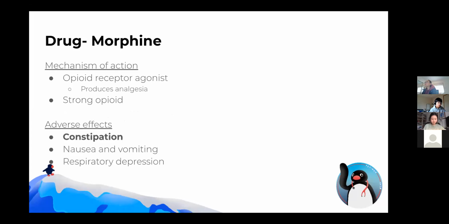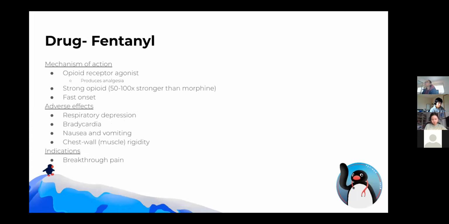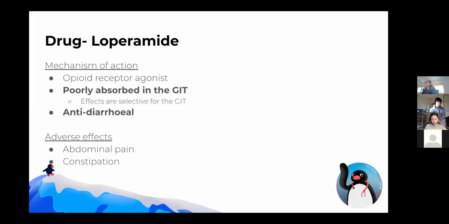So moving on, you'll have to learn quite a few different drugs. So there's morphine. The mechanism of action of morphine is the same. It's an opioid receptor agonist, a strong opioid, and you just need to know the adverse effects. One key thing is constipation. Moving on, fentanyl is even stronger than morphine. It's 50 to 100 times stronger than morphine, and it causes respiratory depression, bradycardia, and is usually used when there's breakthrough pain, like really severe pain.